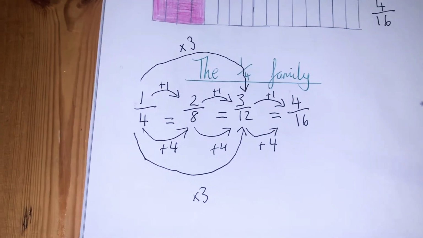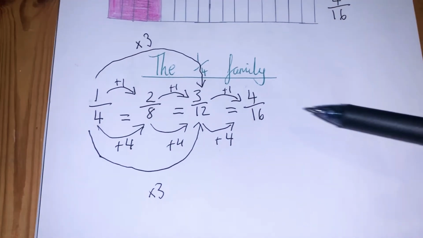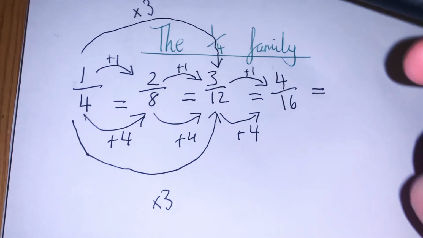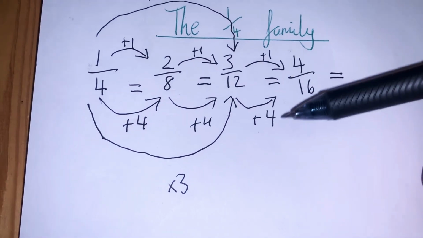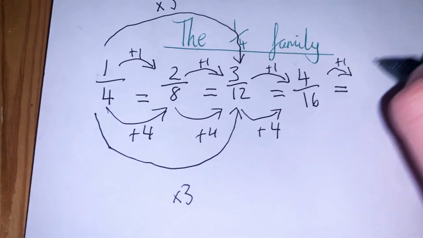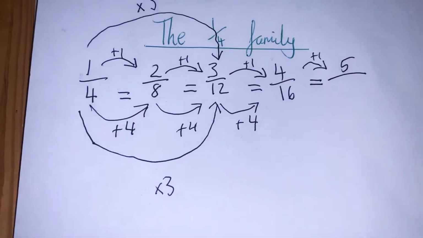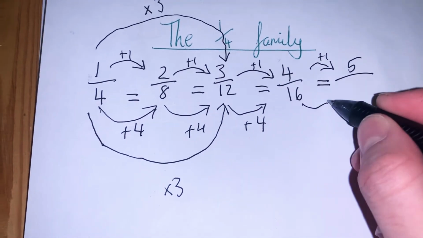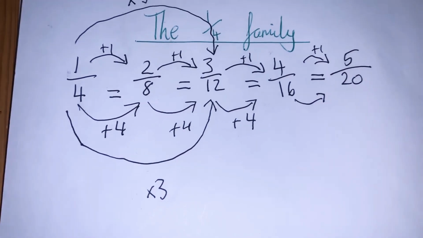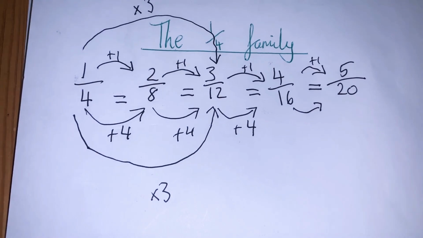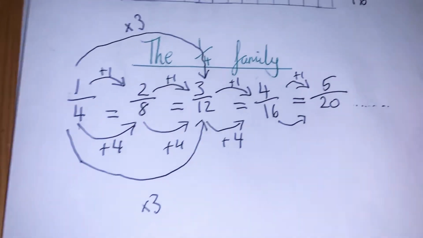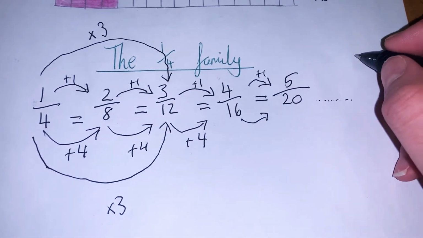Now I'm going to see if we can continue on a little bit. So think of our pattern. You've added on 1 at the top and added on 4 at the bottom. So if I add on 1, that's going to be 5. If I add on 4 at the bottom, that's going to give me 20. So 5 twentieths.